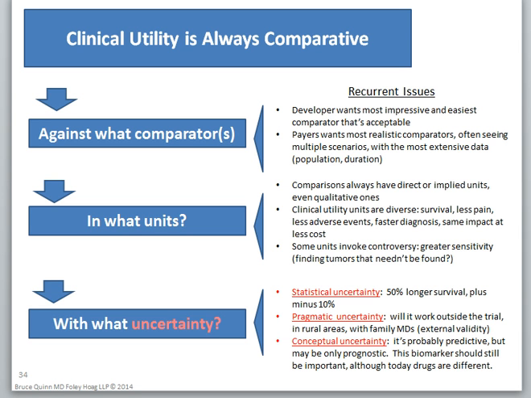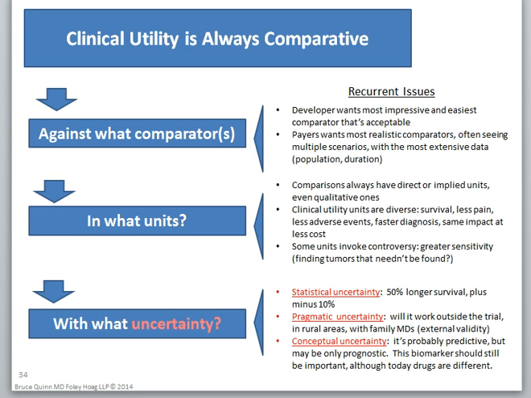So let's look at 3 different aspects of uncertainty. There's purely statistical uncertainty. You have a certain population and you get 50% longer survival plus or minus 10%. Purely statistical. There's external validity, or I call here pragmatic uncertainty. Will it work outside the trial? Will it work in rural areas? Will it work with family doctors? Will radiologists in the future have as much training as radiologists in the trial? And so on.